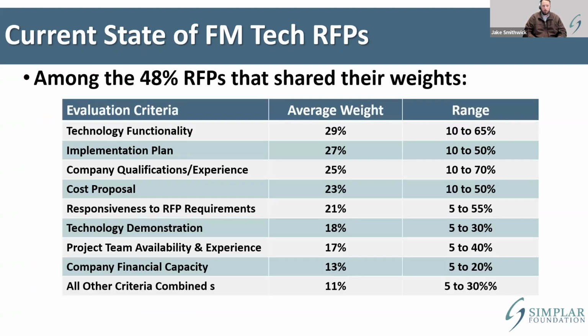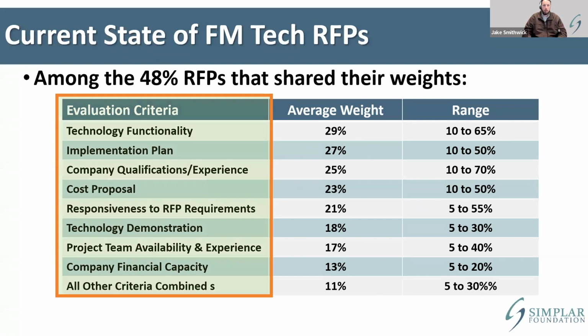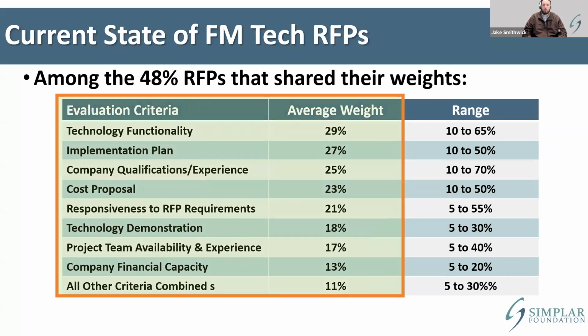So in summary here, these are the main types of criteria that people used inside of their RFPs. So functionality, implementation plan, different things related to that, cost proposal, responsiveness. And you can see these are the average weights across all the different technology types we looked at. These are the ranges, from 10 to 65% for this first one and so forth, right? So these are the criteria. These are the average weights.